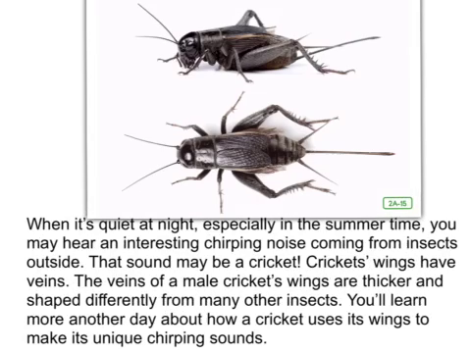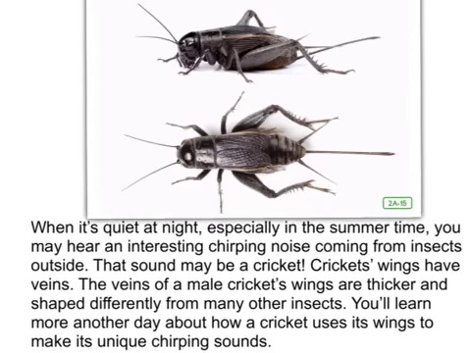When it's quiet at night, especially in the summertime, you may hear an interesting chirping noise coming from insects outside. That sound may be a cricket. Crickets' wings have veins. The veins of a male cricket's wings are thicker and shaped differently from many other insects. You'll learn more another day about how a cricket uses its wings to make its unique chirping sounds.